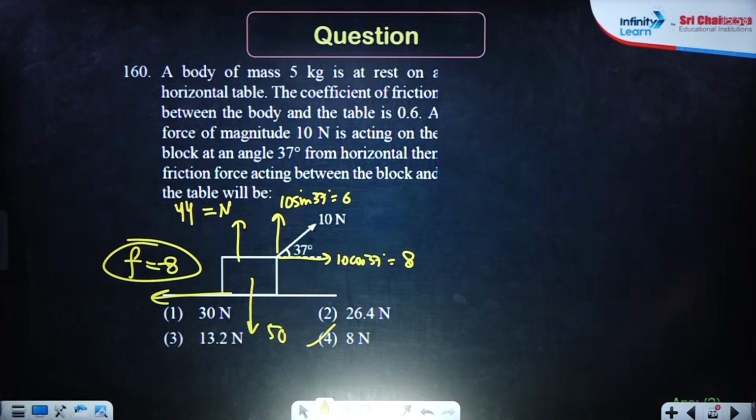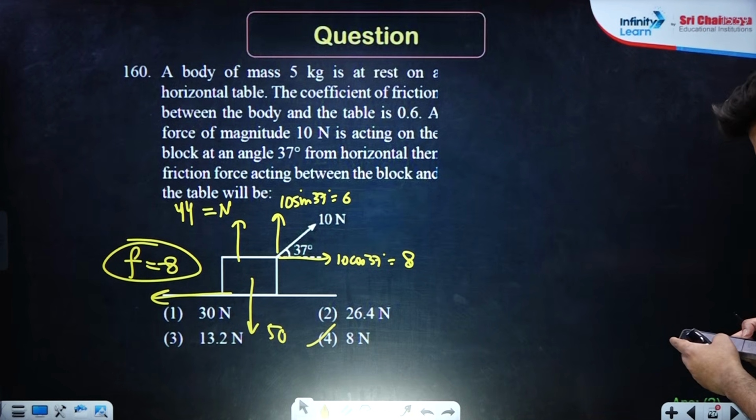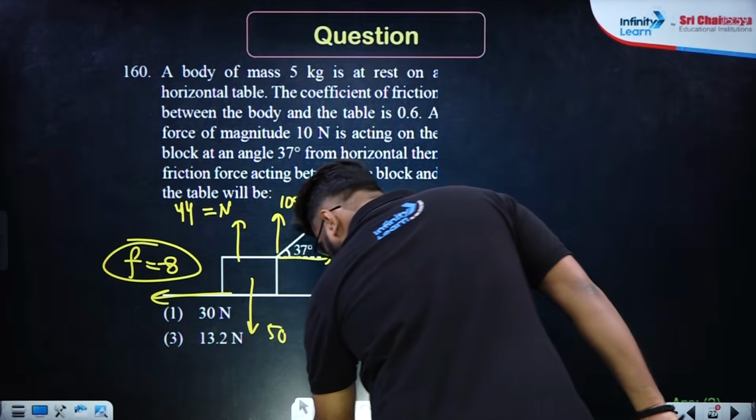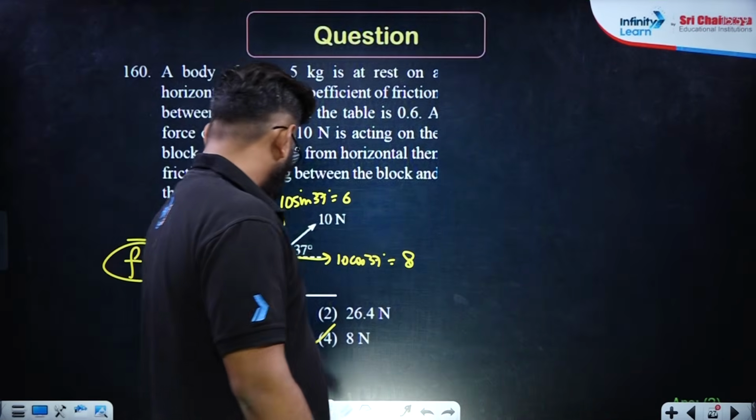Right. 4 to 160 is 4. Absolutely correct. 160 is 4. Correct.